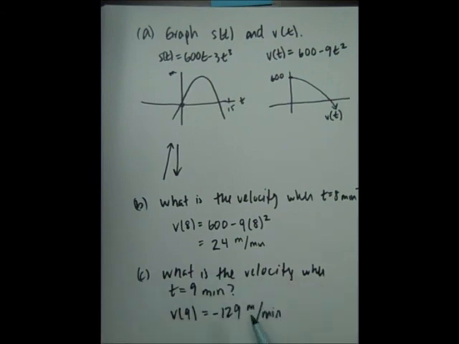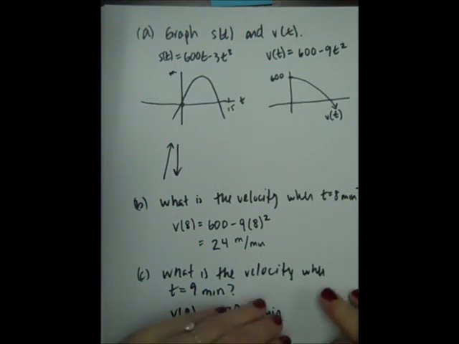So that means that when the time is 9 minutes, the helicopter is moving towards the ground. This is negative, that means I'm moving towards the ground at a rate of 129 meters per minute, so that's very, very quick. So positive means I'm moving away from the ground, the position is increasing. Negative says that I'm moving towards the ground, the position is decreasing.